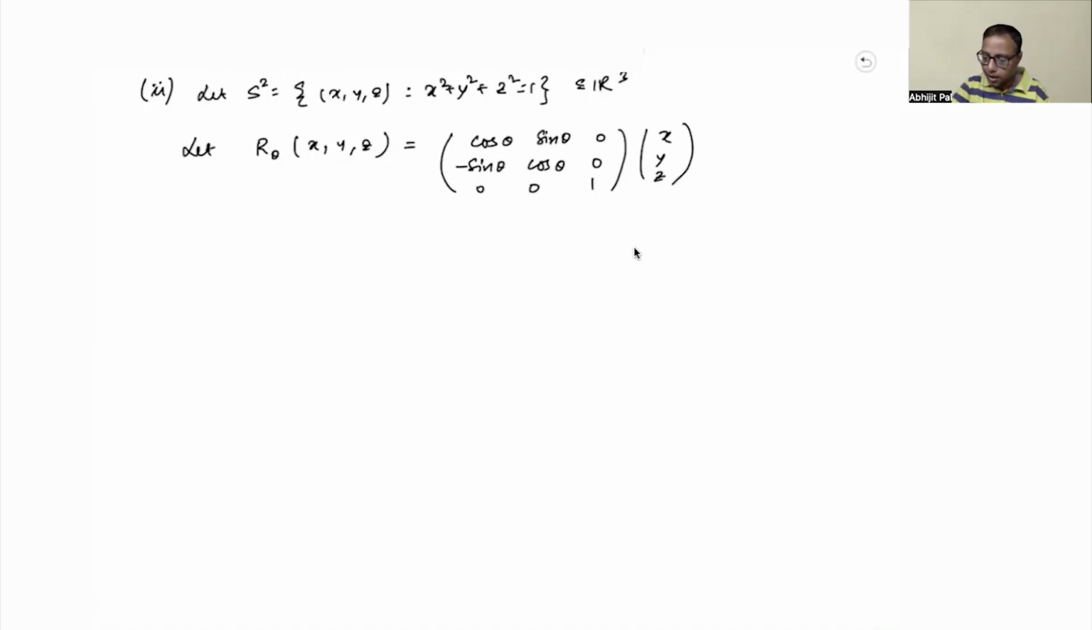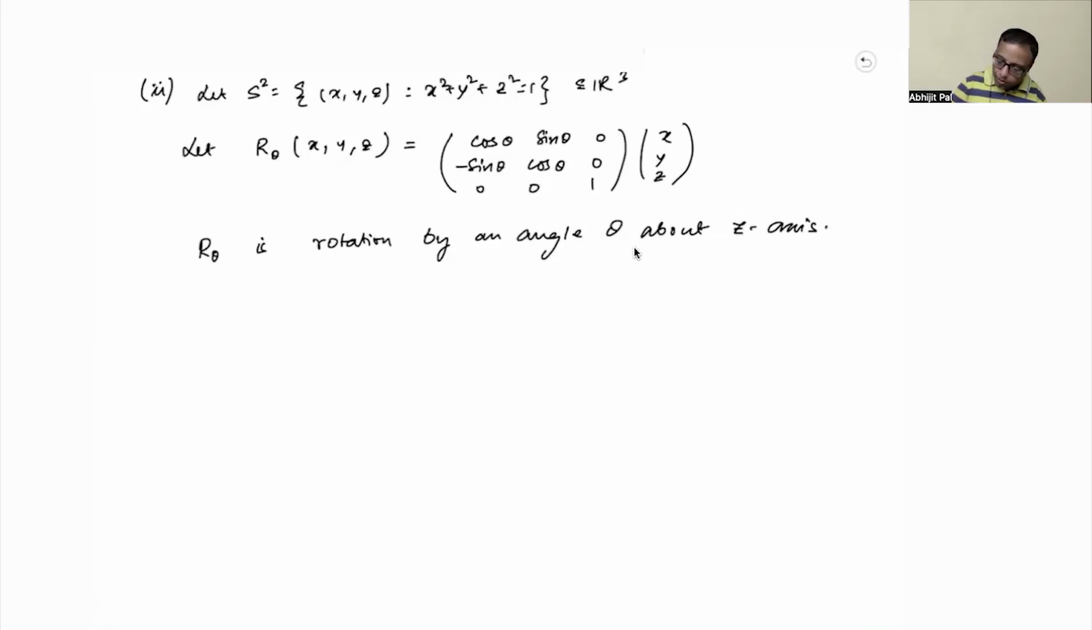Okay, so this R theta is the rotation by an angle theta about the z-axis. Okay, and so note that this R theta is also a linear map.